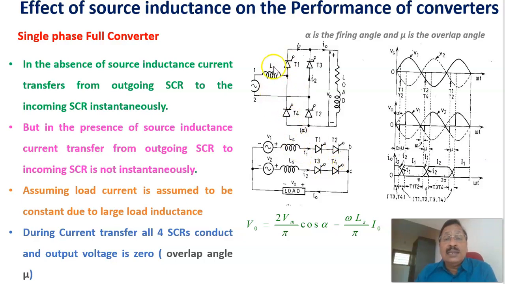In the case of considering the source inductance Ls, we will be deriving the equation for the output voltage across the RL load in the next slide. Without inductance, the equation we already know is 2Vm by pi cos alpha. If you consider the inductance, there will be a reduction in voltage equal to omega Ls divided by pi into I0, where I0 is the load current, omega equals 2 pi f is the frequency, and Ls is the source inductance. Therefore, there will be a reduction in voltage across the load because of the overlap period, during which the output voltage equals 0.